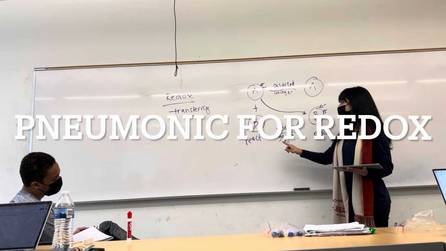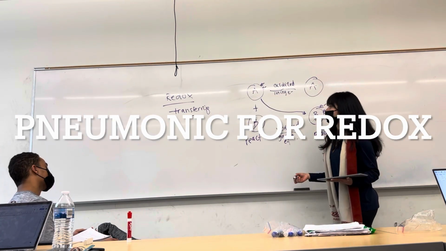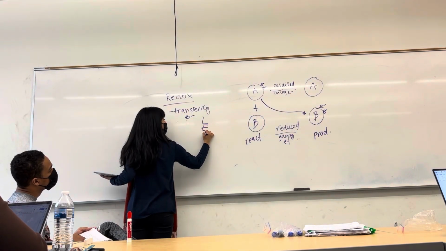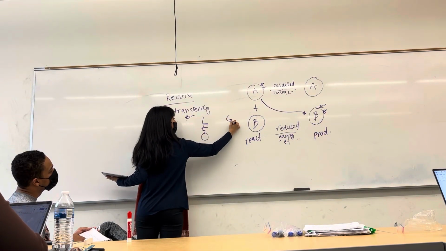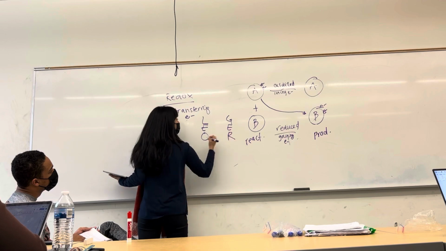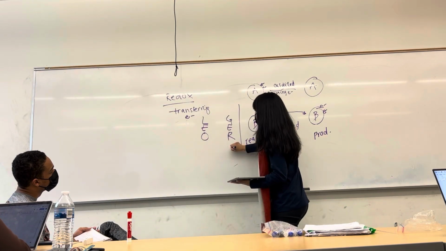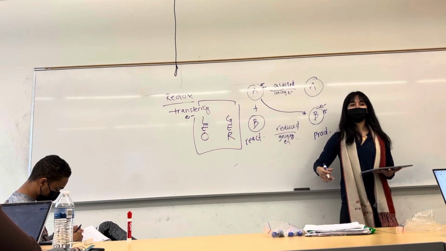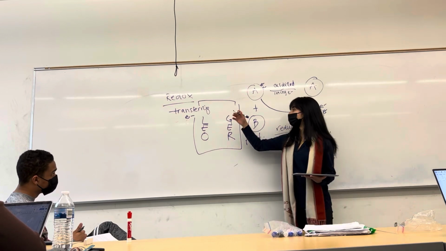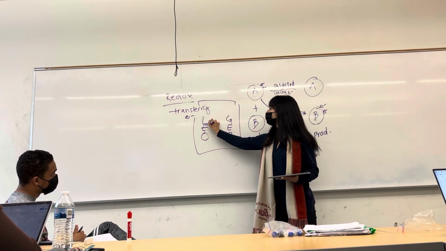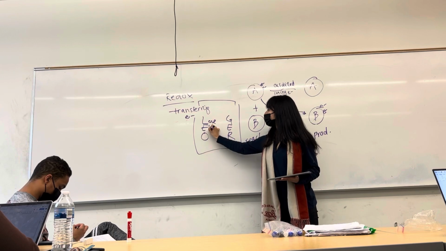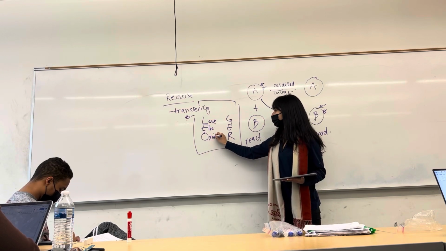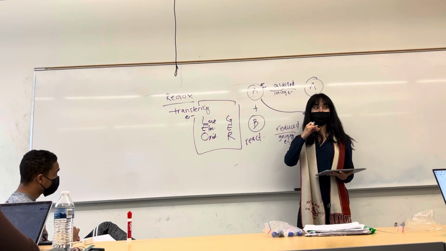There's a mnemonic. If you can't remember this, I have a mnemonic for you. It's called LEO GER. LEO GER is like Leo the lion going GER. What this thing is saying is that when you lose electrons, you are becoming oxidized. That's what it means, LEO GER.